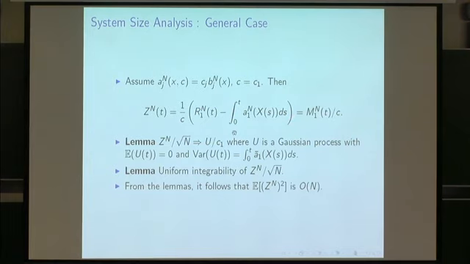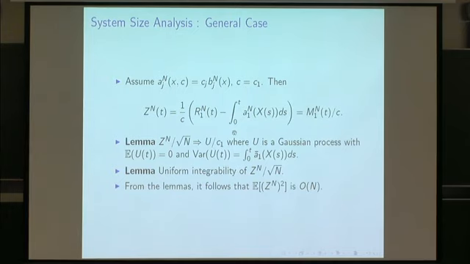Then we can prove that the Girsanov weight process, under this assumption, converges to a Gaussian process, which has zero mean and its variance is given by this. Okay. And you can prove the uniform integrability of this sequence. So from that, you can prove that this is O(√n).